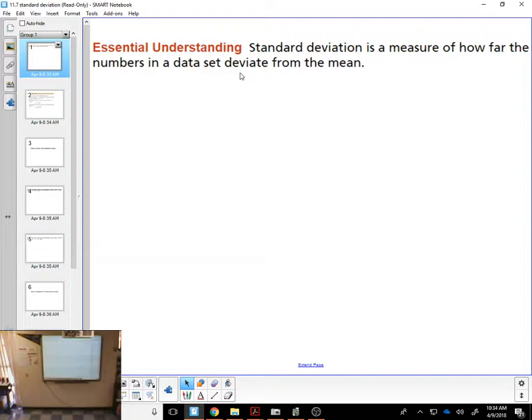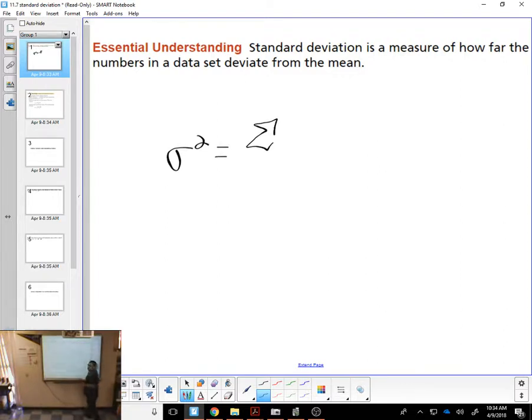Okay. You know what? Instead of giving you the slide, here's what I'm going to do. Here is the formula for variance. What does this symbol mean, guys? Addition. So you need to add all the x minus x bar, square them, divide by n.